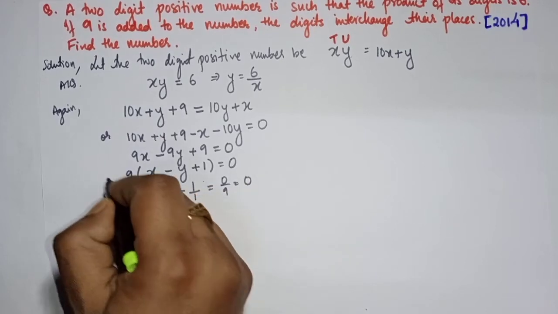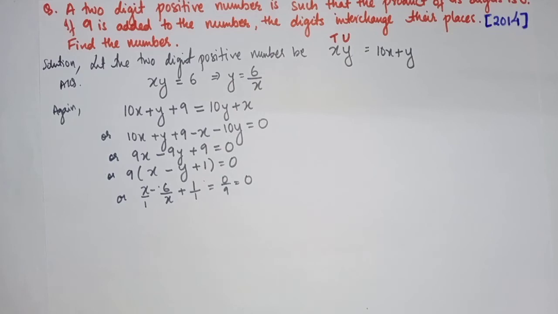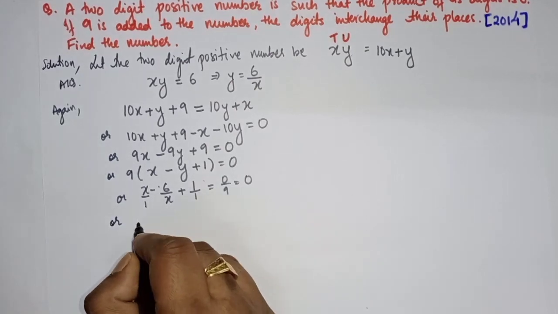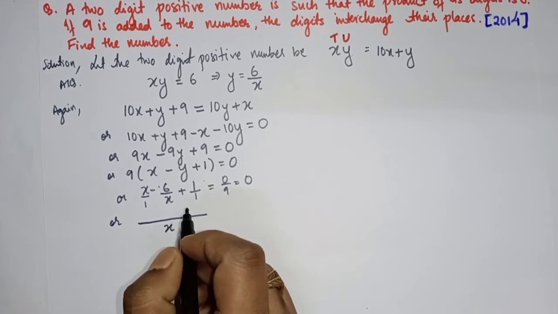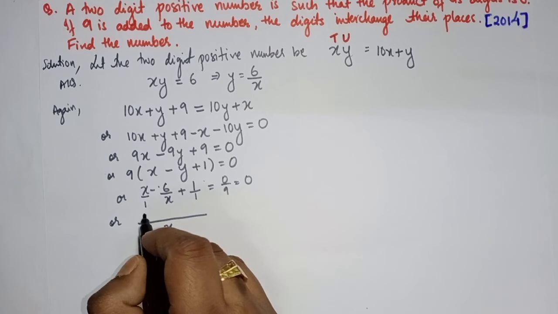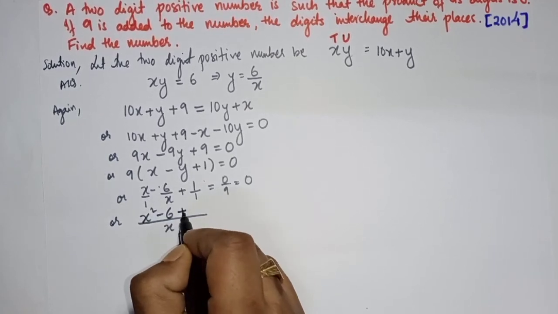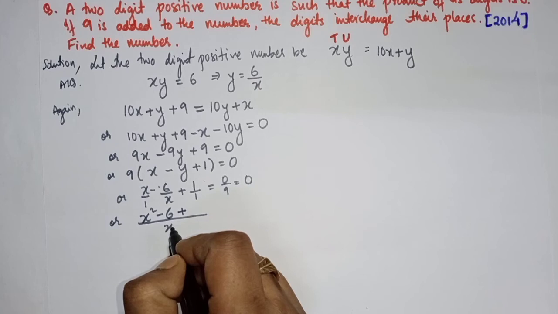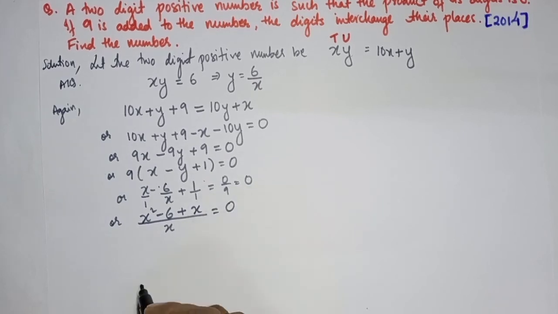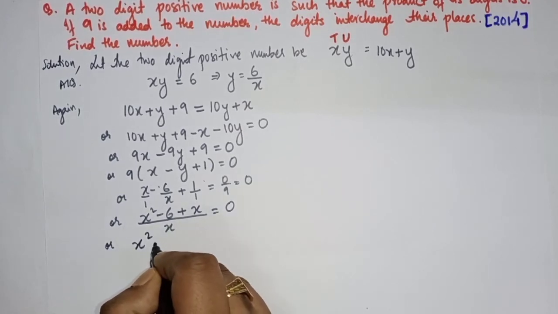Now I have to take the LCM. The LCM of x and 1 will be x only. So x into x is x square, minus 6, plus 1 times x, divided by x, equals 0. Now I'll write this in the standard form of a quadratic equation. x square, what will be this?